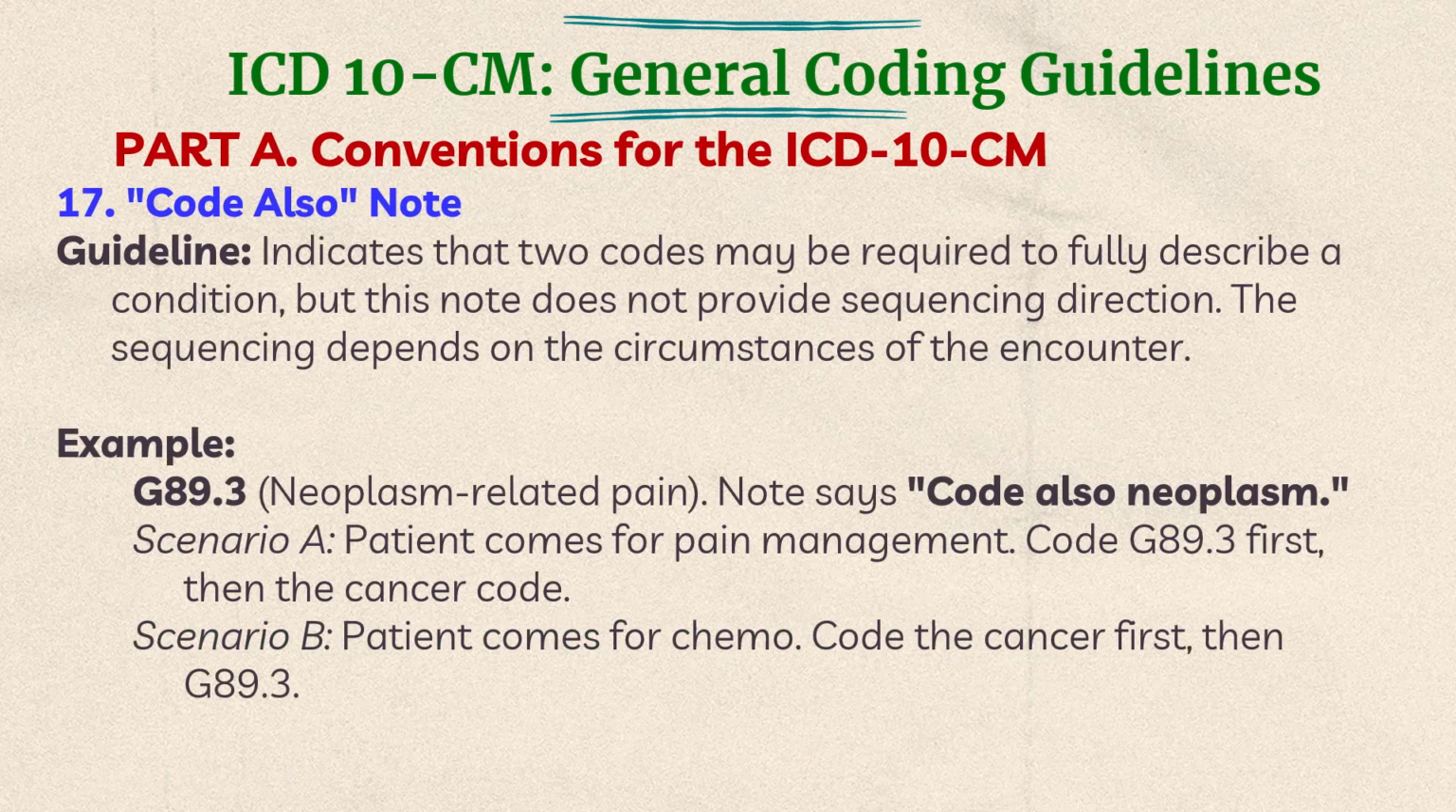Number 17, code also note. This indicates two codes may be required to fully describe a condition, but this note does not provide sequencing direction. The sequencing depends on the circumstances of the encounter. For example, code G89.3 is for neoplasm related pain. The note says code also neoplasm. So we can take two scenarios. Scenario 1, a patient comes for pain management. So you code G89.3 first, then the cancer code. Scenario 2, patient comes for chemo. So here you code the cancer first, then G89.3.